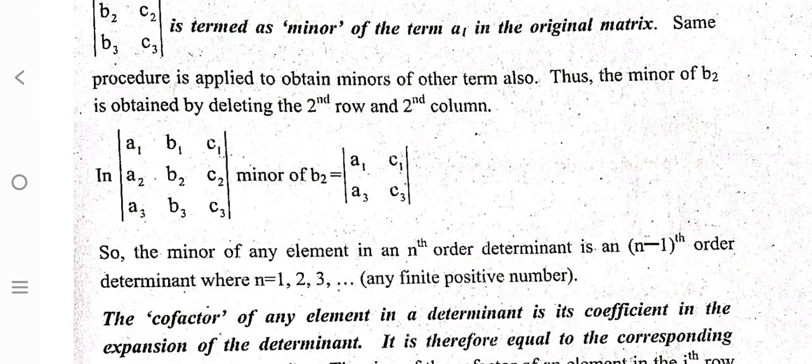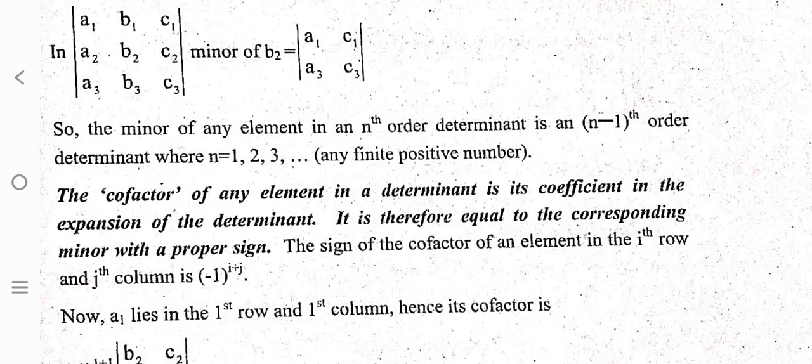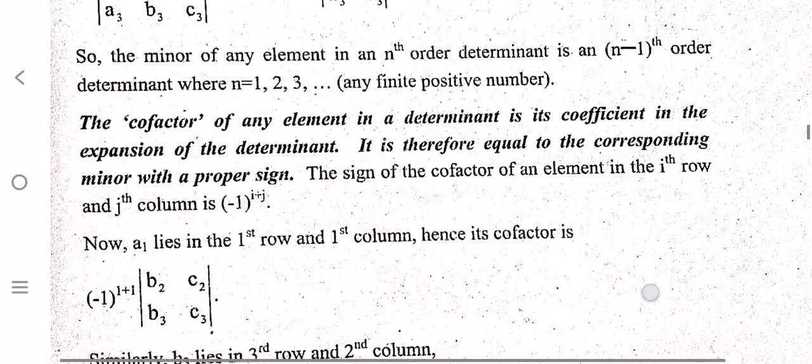The same process is applied to obtain the minors of the other terms also. Thus the minor of B2: B2 is in the second row and the second column. Just removing the second row and second column, we have a second order determinant which contains just the A1, C1 and A3, C3 elements, right? So the minor of any element in an nth order determinant is an (n minus 1)th order determinant, where n can be any finite positive number: 1, 2, 3, 4, 5, etc.